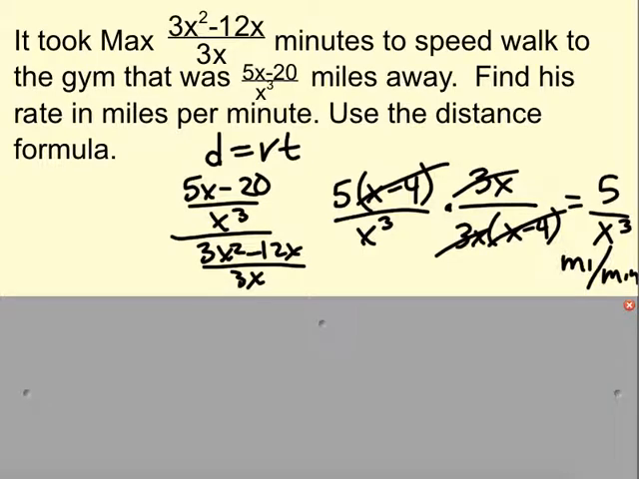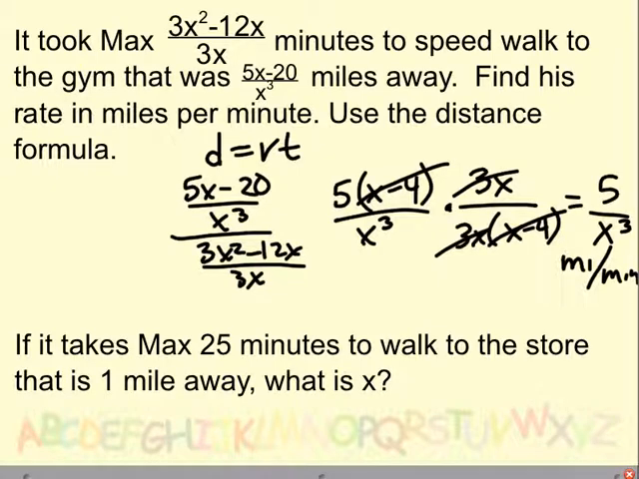Now I can use this information to now say, if it takes Max 25 minutes to walk to the store, that's 1 mile away, what is x? I go back to my original distance equals rate times time and plug in what I know. Now I know that the distance is 1. I know that the rate is 5 over x to the third, and that the time is 25 minutes.